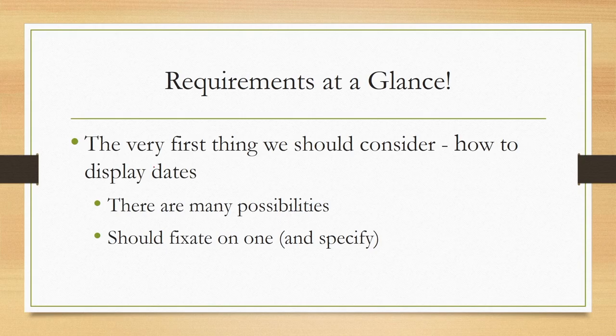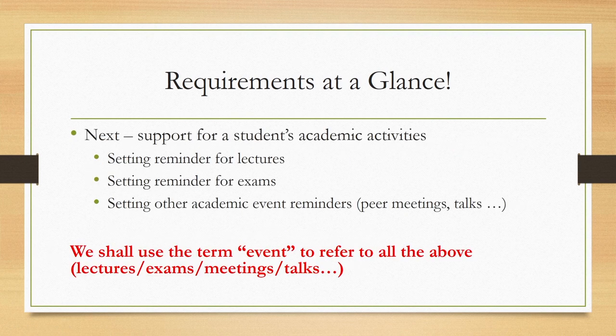First of all, the app should display dates in a specific manner. So, the first requirement is how to display the dates in the calendar app, which is suitable for the specified user group in a specified work setting. Now, there are many possibilities in which we can display these dates. Our objective is to find out one of those possibilities and then specify that particular possibility. We will see how it can be done.